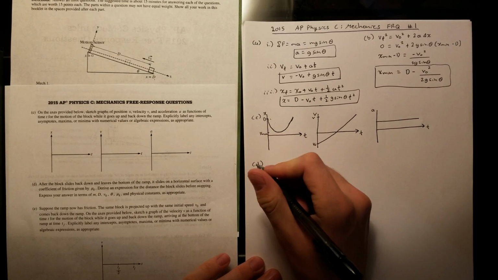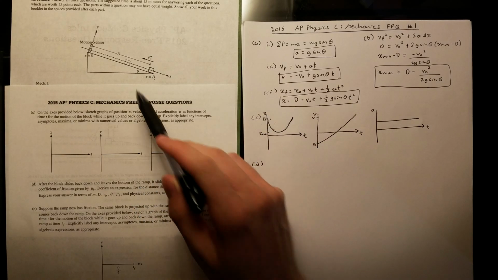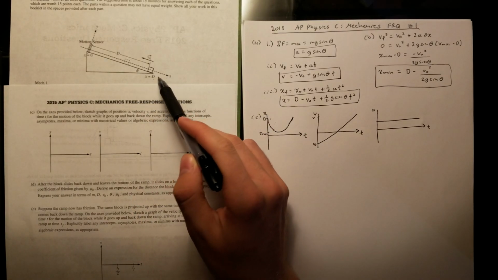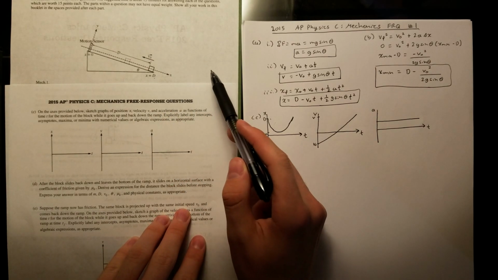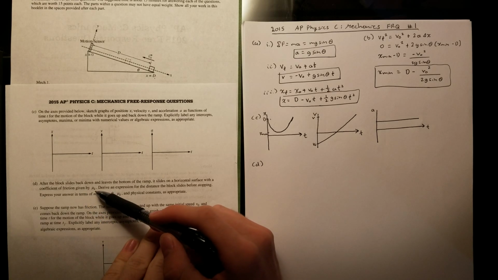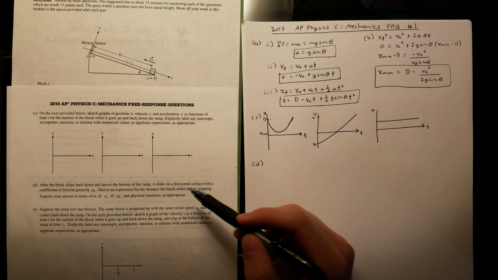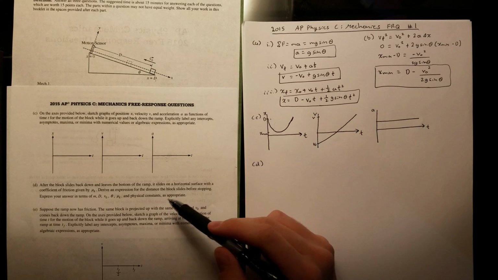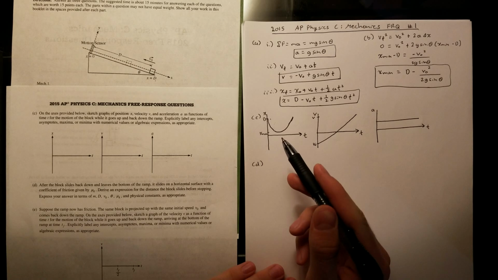That's part C done. Part D, it just says after the block slides back down, it leaves the bottom of the ramp and slides on a horizontal surface. And the horizontal surface has friction, so it has a coefficient of friction of mu k, or just kinetic coefficient of friction. So they just want us to get an expression for the distance the block slides before stopping.